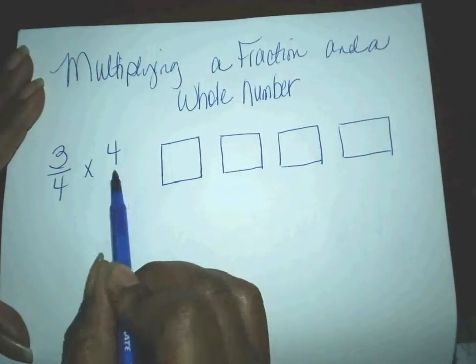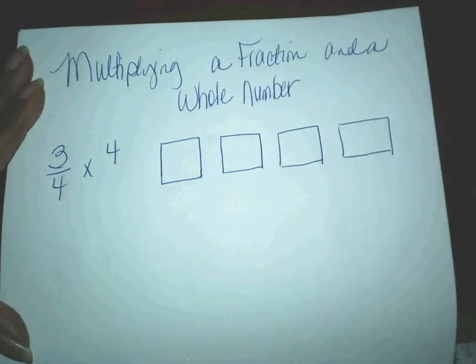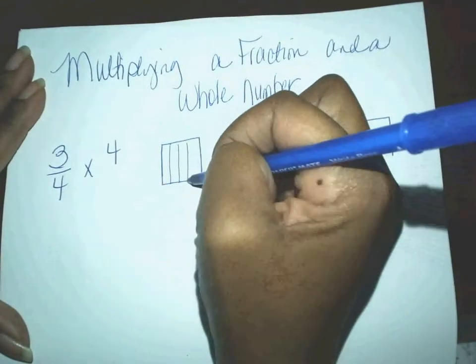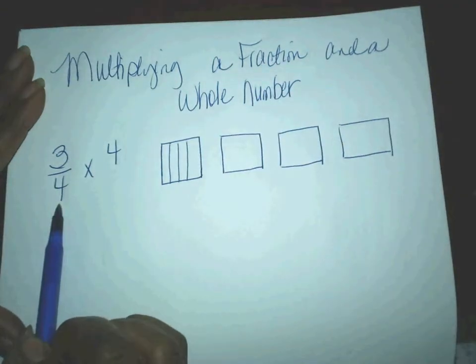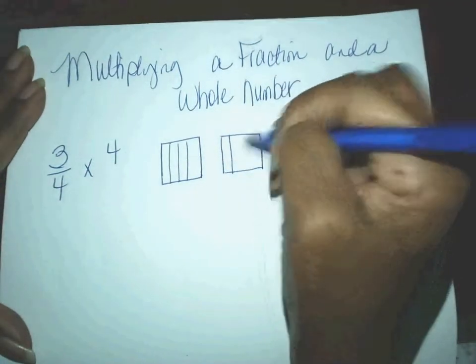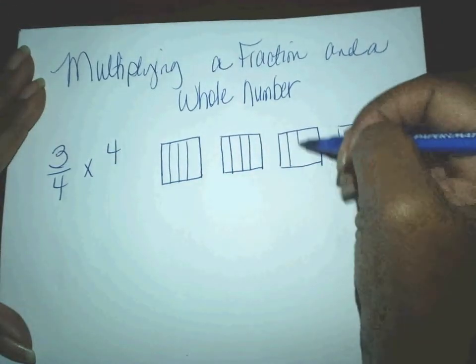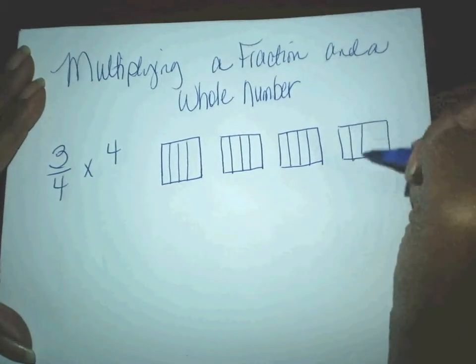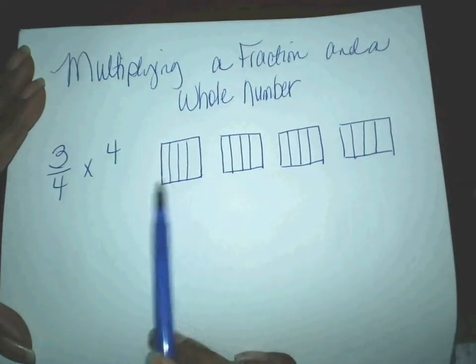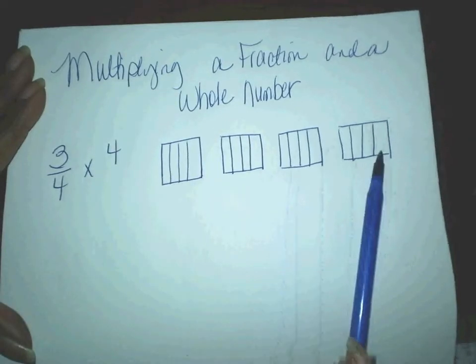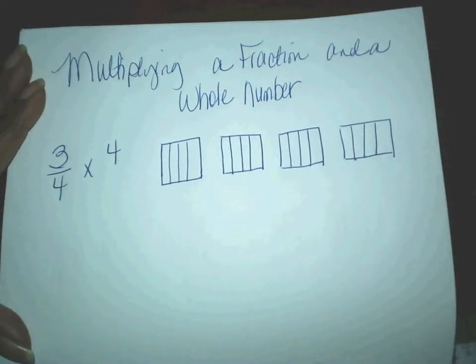So my number 4, I have the 4 whole boxes. And what are my boxes going to be divided into? Yes? 4. They're divided into 4 because 4 is my what? Denominator. Everyone say they're divided into 4 because that's my denominator. Otherwise, how could you shade 3/4 if you don't have 4 in the box? So we have to make our boxes look like the fraction.